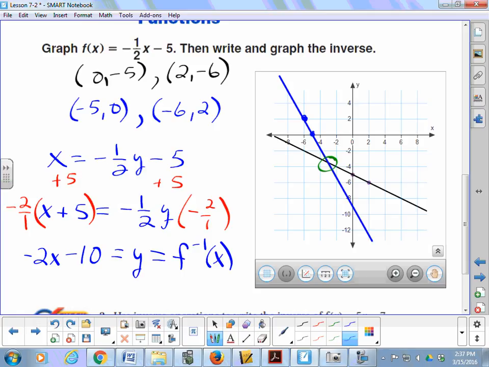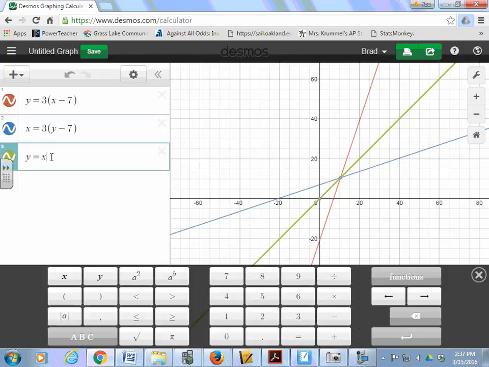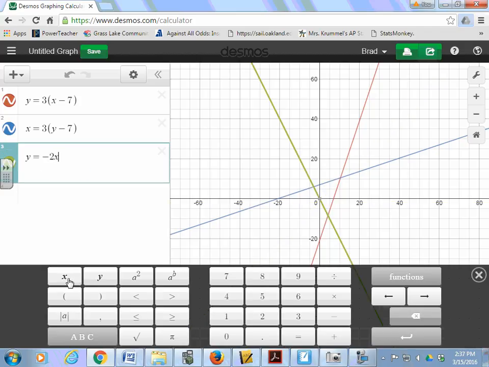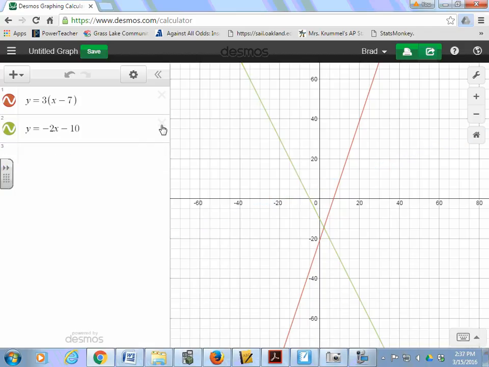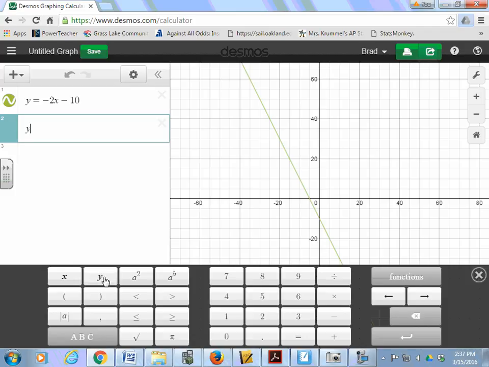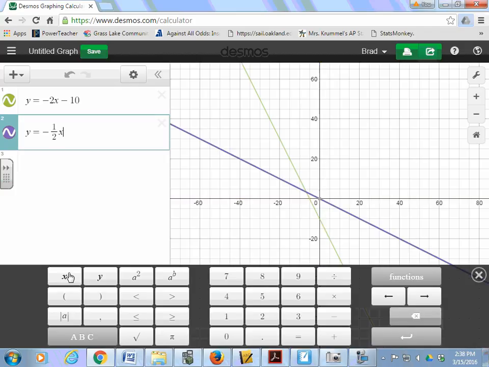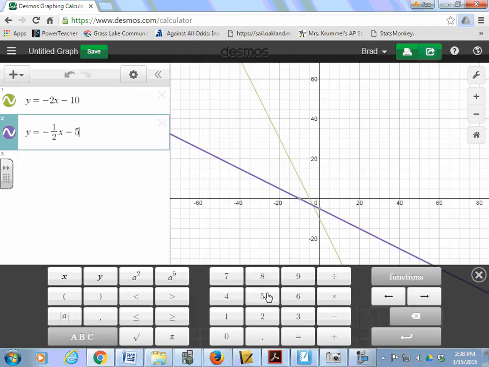So if I put in here, and I'm going to change it here, y equals negative 2x minus 10. I better get rid of these other two, right, because they were the wrong ones. And y equals negative 1/2 x. Oops. What was it? Minus 5, right? Let's zoom in a little bit here.